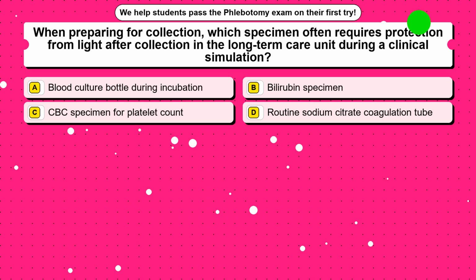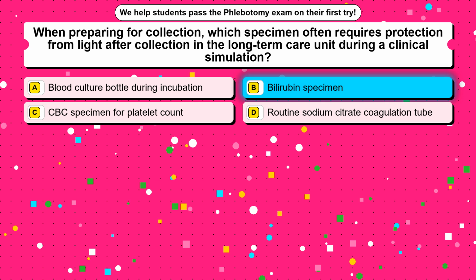Question 65. When preparing for collection, which specimen often requires protection from light after collection in the long-term care unit during a clinical simulation? Option A. Blood culture bottle during incubation. Option B. Bilirubin specimen. Option C. CBC specimen for platelet count. Option D. Routine sodium citrate coagulation tube.